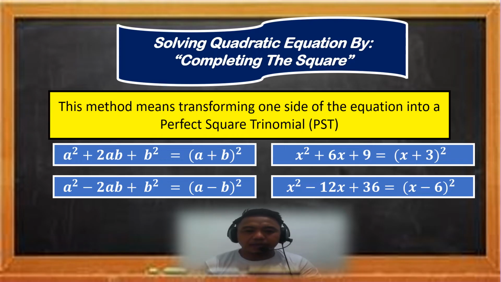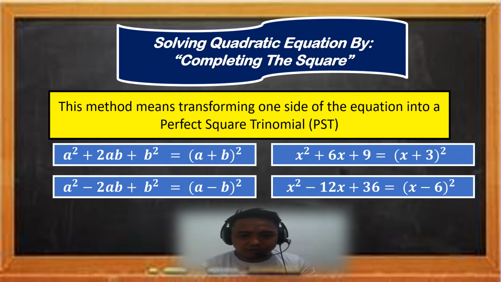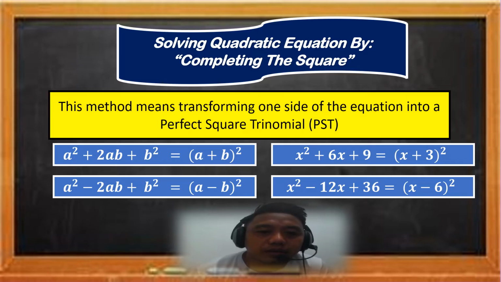Paano ba natin i-solve gamit yung completing the square, by making an equation to be a perfect square trinomial? Ano pa ba yung mga steps? So, without further ado, magbibigay tayo ng halimbawa para mas lalo nating maintindihan. Okay, let's get it on.